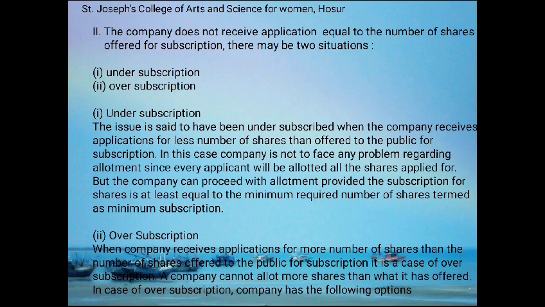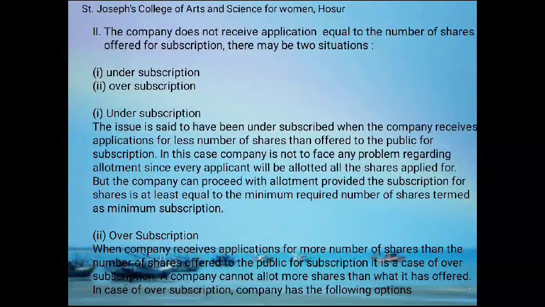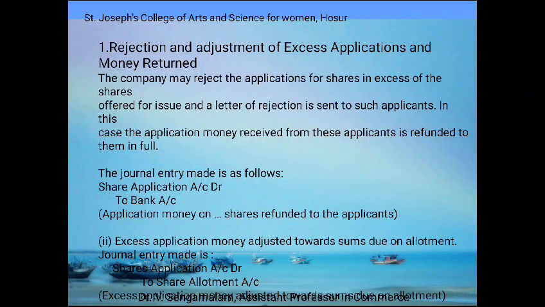Oversubscription means the public offers more than the shares issued. For example, the company is willing to issue 1 lakh shares, but the public offers 1 lakh 20,000 shares. That condition is called oversubscription. The excess money received from the public may be rejected or adjusted. When rejecting the excess money, the journal entry is share application account debit to bank account. When adjusting the excess application money, the journal entry is share application account debit to share allotment account.